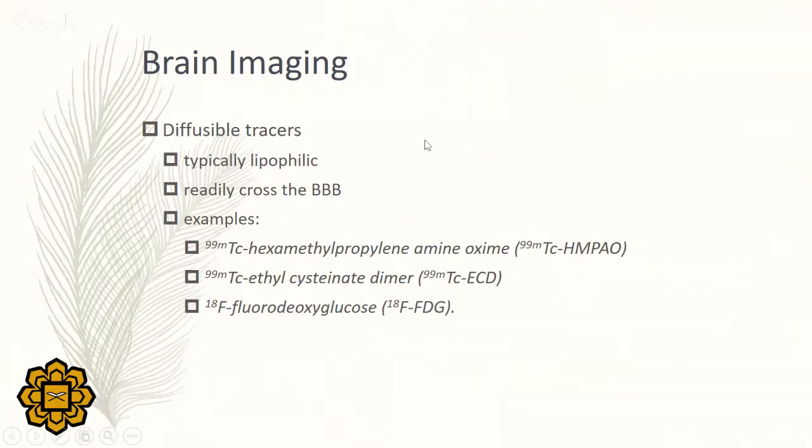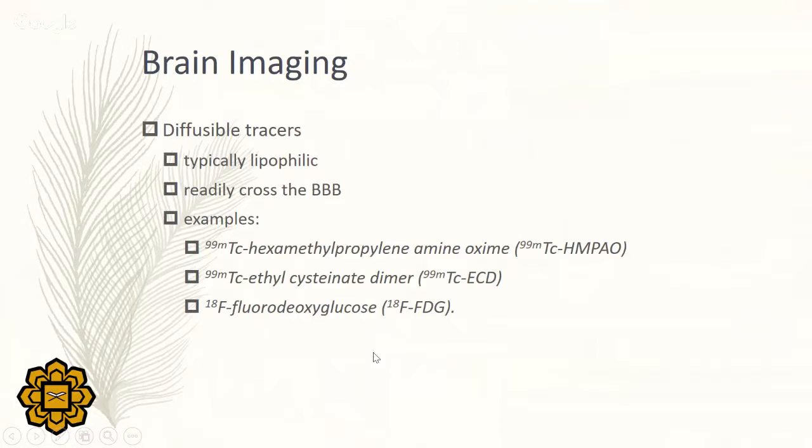So, due to this, they are able to cross the BBB. For example, these are the commonly used radiopharmaceuticals for brain imaging. Technetium hexamethylpropylene amine oxime, abbreviated as 99m-Tc-HMPAO. The H comes from hexa, M from methyl, P from propylene, A from amine, and O for oxime. And the second one is the technetium ethyl cysteinate dimer, or ECD.